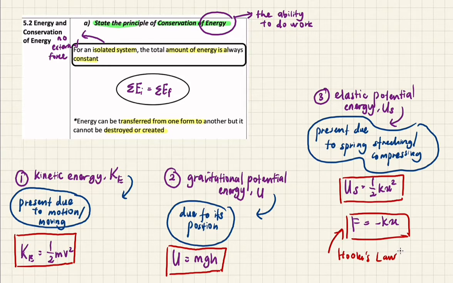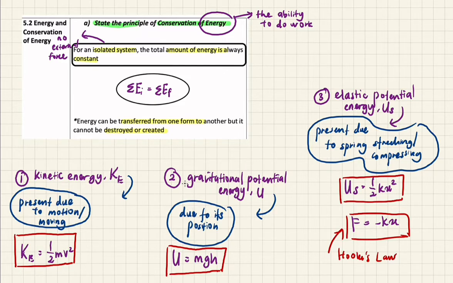So remember, kinetic energy is due to motion. So bila objek tu bergerak, dia akan ada kinetic energy. Tapi kalau gravitational potential energy due to its position, maksudnya bila dia ada pada certain ketinggian, dia akan ada gravitational potential energy. For elastic potential energy is due to the spring. Sama ada spring kita compress ataupun stretch, then dia akan ada elastic potential energy. Okay, so that is for the first learning outcome.